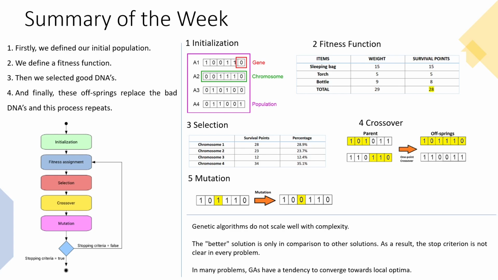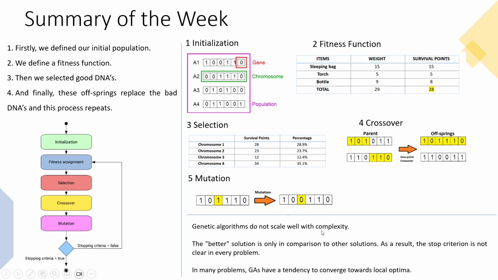And we have seen 2 applications. One is the Knapsack problem, and the other one is the traveling salesman problem. And basically that's how we initialize. These are the genes, these are the chromosomes or the DNAs, that's the population. We have a fitness function, we have a selection criteria, we have crossover operation, and we have mutation operation.